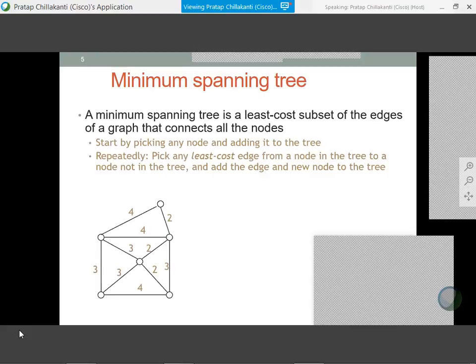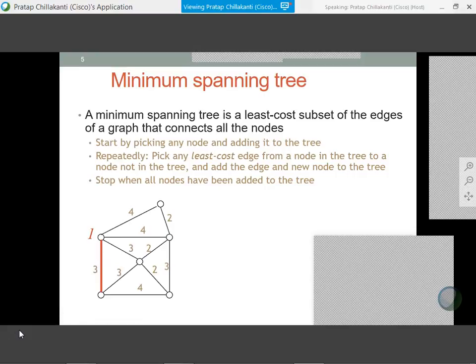So when you're doing that, what you do is repeatedly pick any least cost edge from a node in the tree to a node not in the tree, okay? And add that edge and the new node to the tree. By doing these things repeatedly, you will come up with a minimum spanning tree. That is the algorithm, and you stop when all the nodes have been added to the tree. Okay. So that is the concept, how you do that. And we did a lot of exercises on coming up with minimum spanning trees, right? If you recall, we did a lot of in-class exercises.